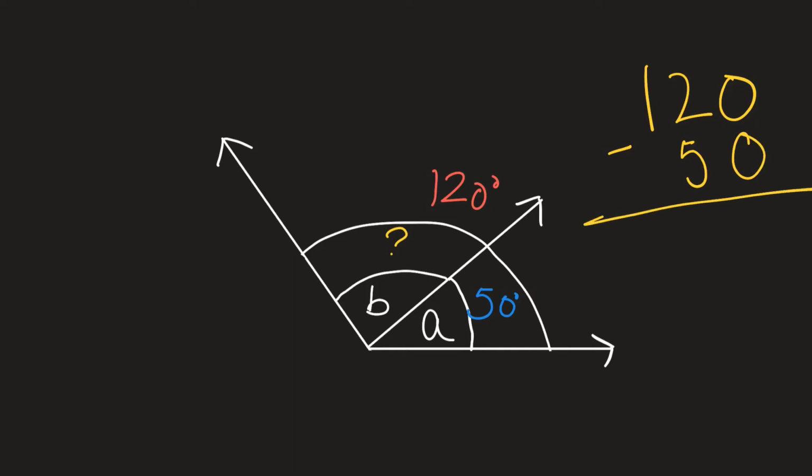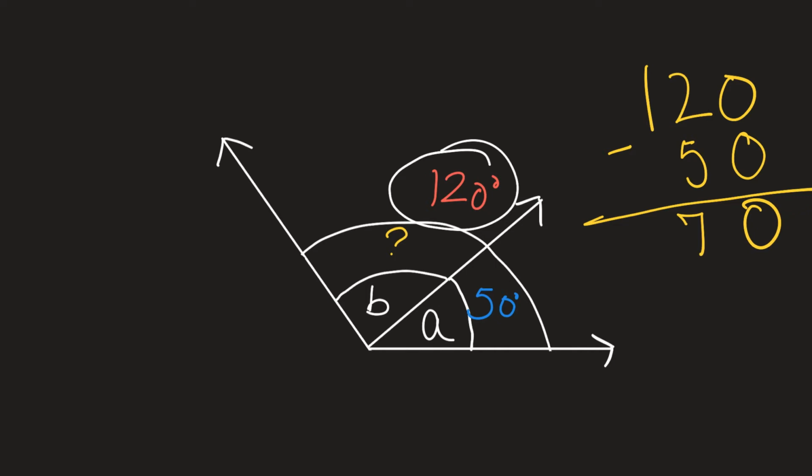Because we've got the whole angle, we've got this whole part right here, and we know that it is 120. And we've got this part right here, and we know that it's 50. So angle B is going to be 120 minus 50. When we subtract, 0 minus 0 is 0, and then 12 minus 5 is going to give us what? That's right, 7. So that means that angle B is going to be 70 degrees.